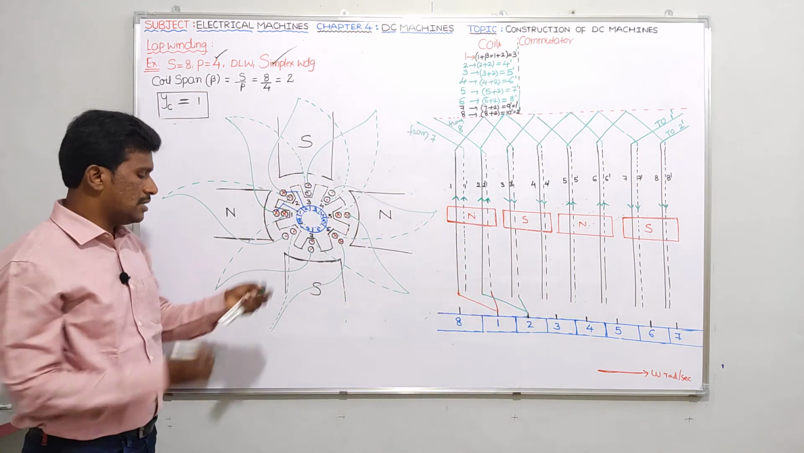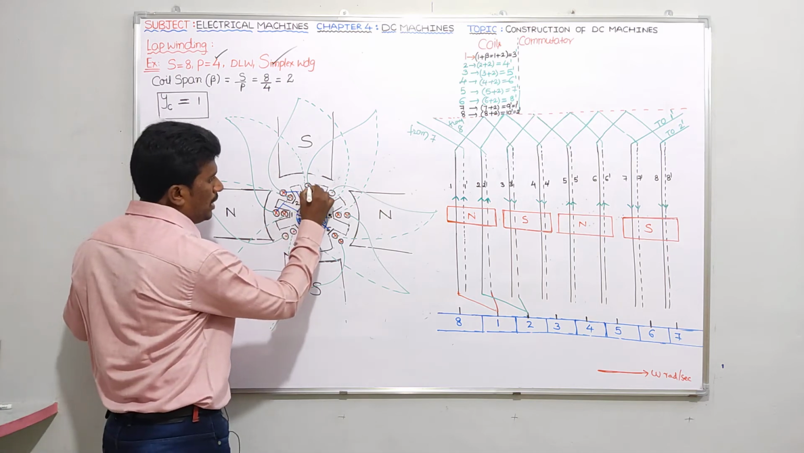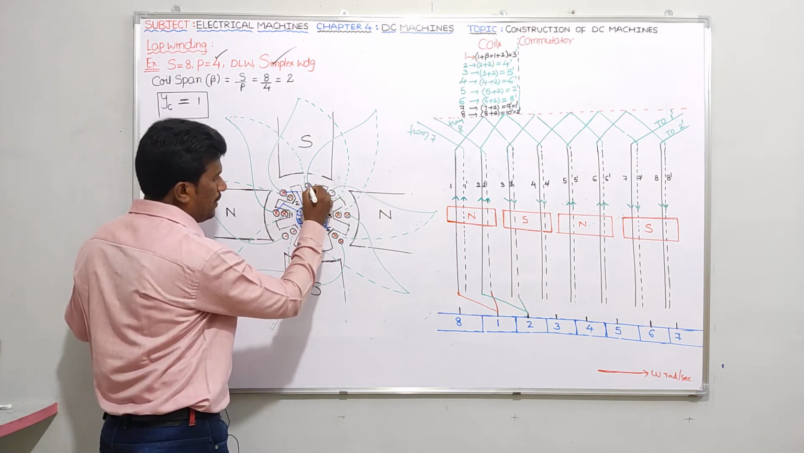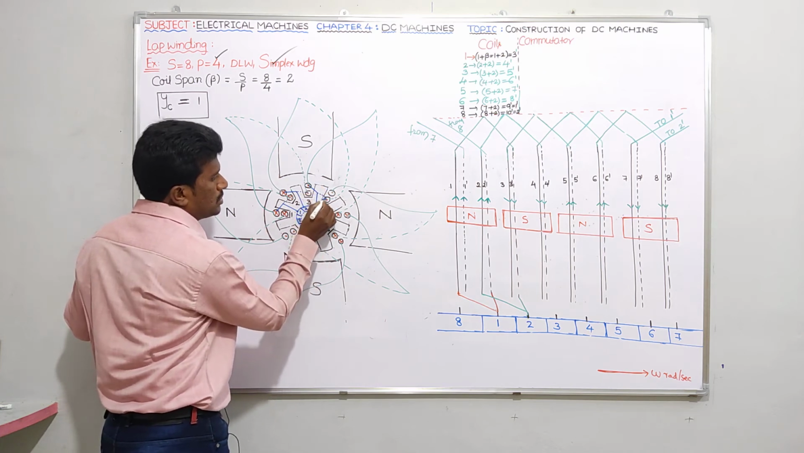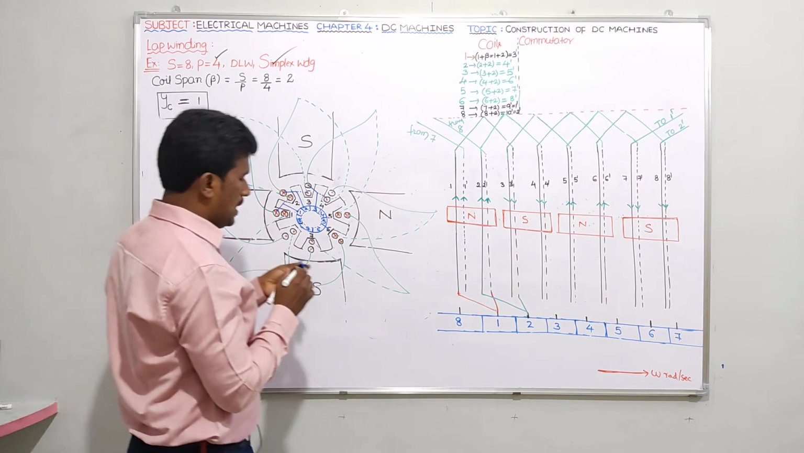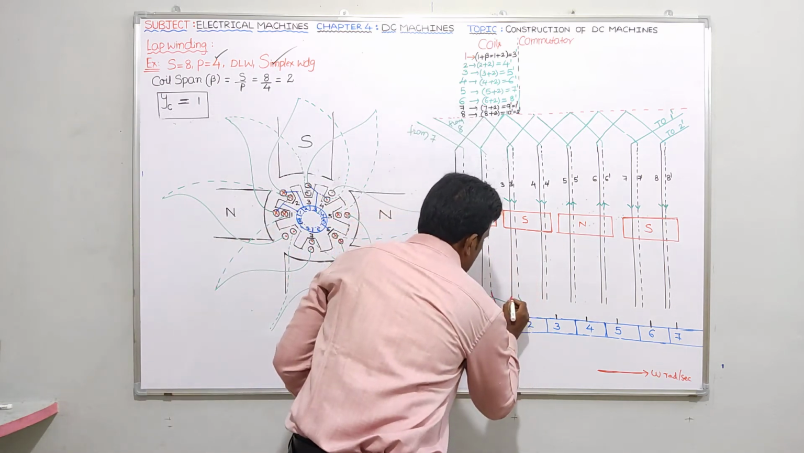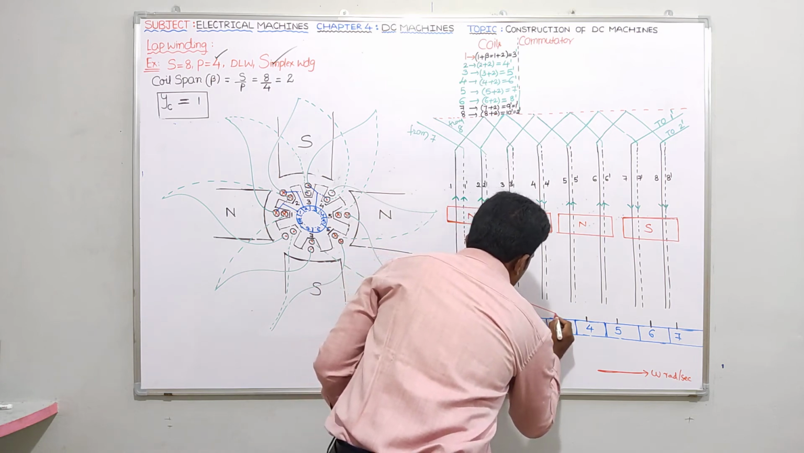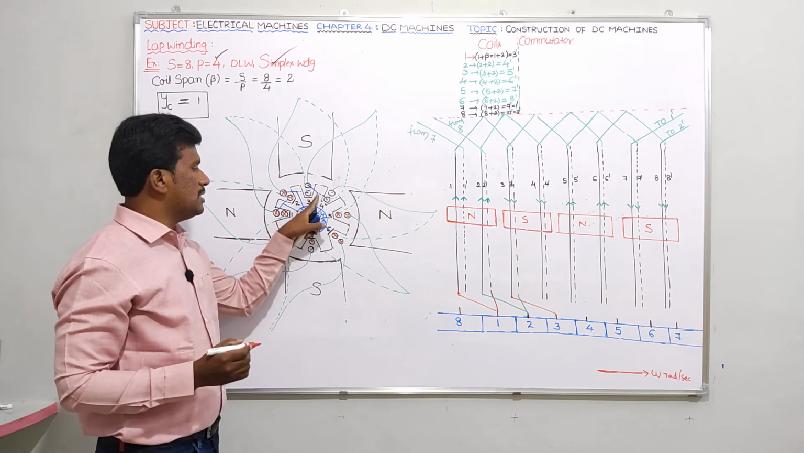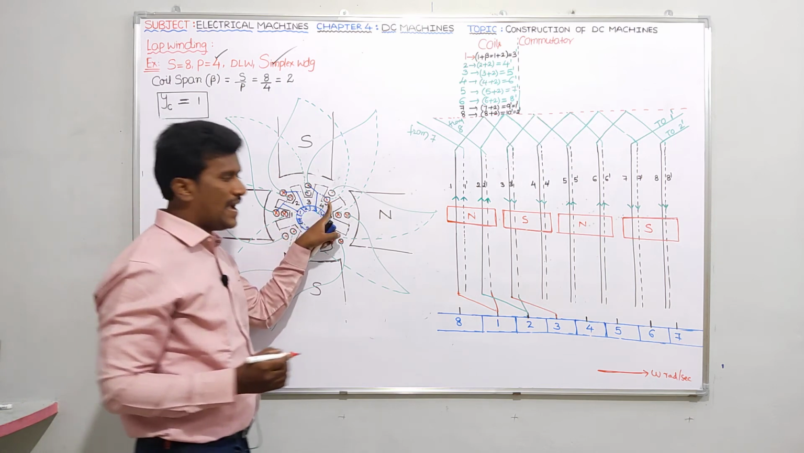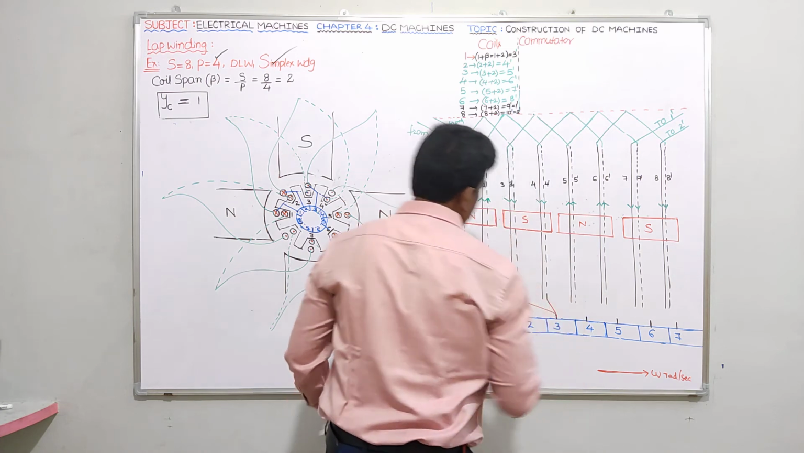Is it clear guys? Next, let me proceed. Third slot upper one is connected to third segment like this, and it is extended to the fourth slot lower like this. See, the third slot upper, the solid line, is connected to third segment, and that third segment is extended to the fourth slot lower, 4 dash. So 4 dash is here, it should be extended to here.